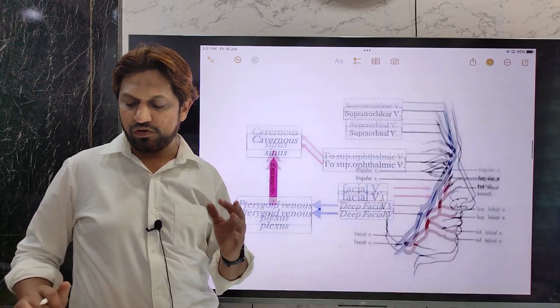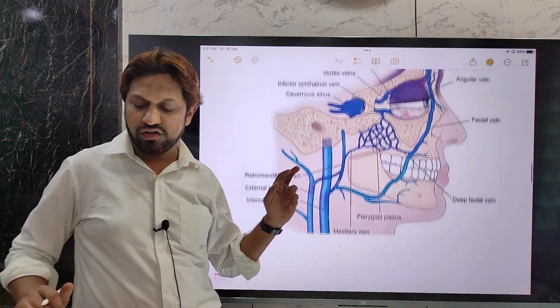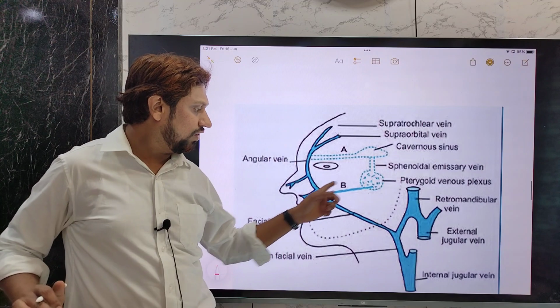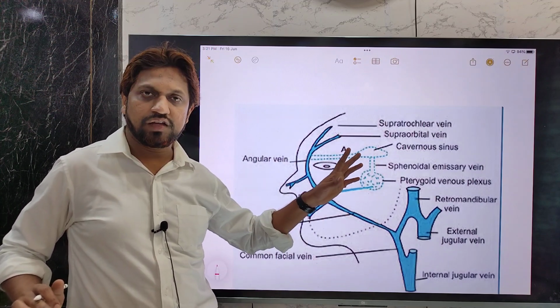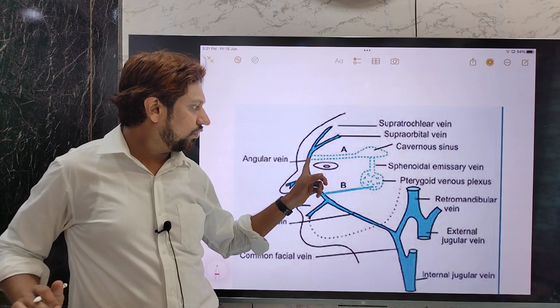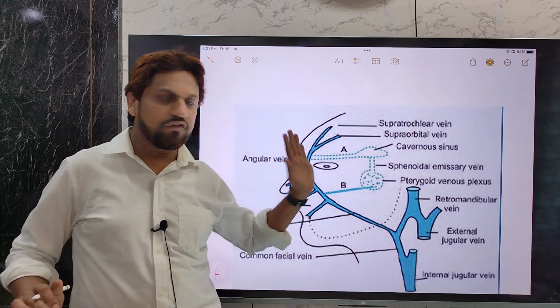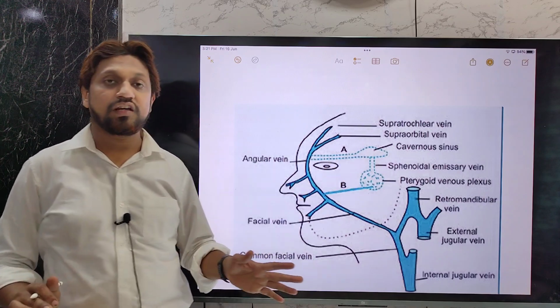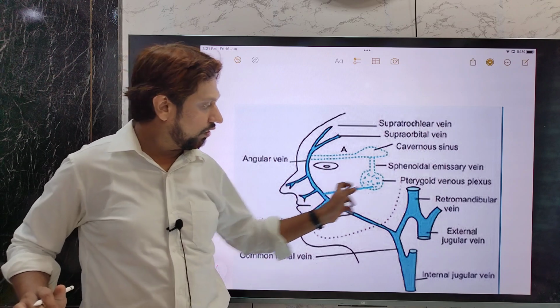How? Because there is a communication between the facial vein and the cavernous sinus. How is there a communication? By 2 routes. The first route is the deep facial vein, pterygoid venous plexus, emissary vein and cavernous sinus, and the second route is the angular vein, superior ophthalmic vein and cavernous sinus. So ultimately the facial vein can drain into the cavernous sinus. It is suggested that there is a retrograde movement in these veins.